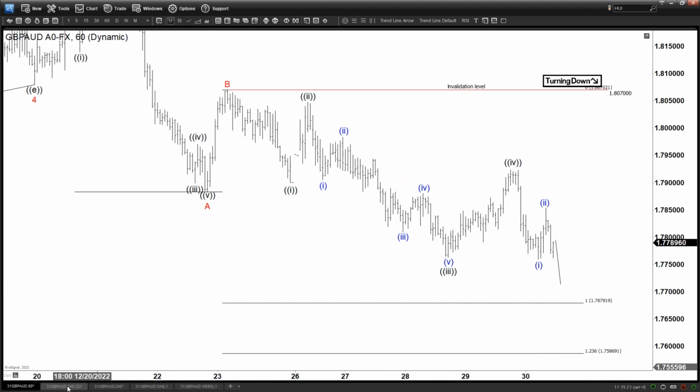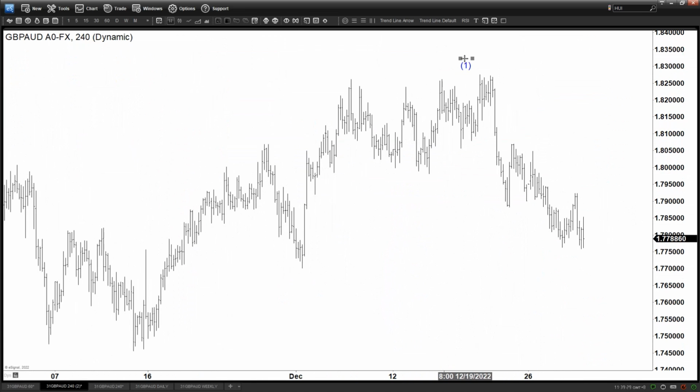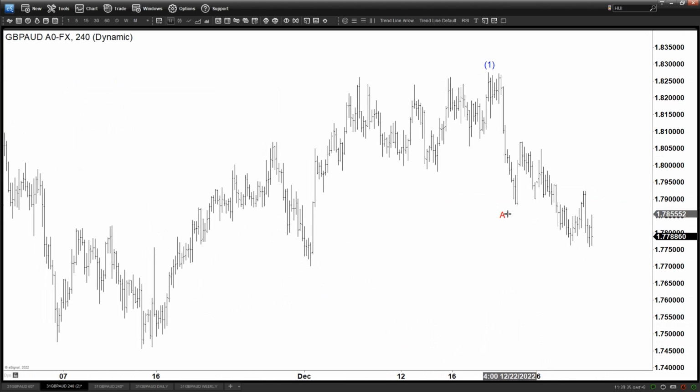And if we zoom out and try to place this count here, this is the 4-hour time frame, this is the 1, and then this is the A and a B. I'm going to paste it here.